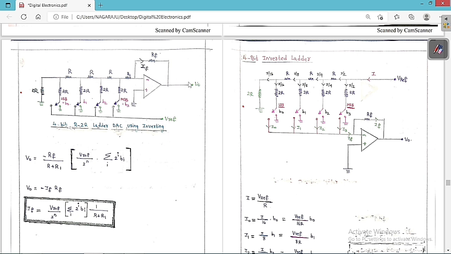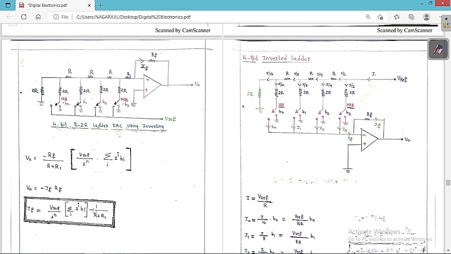So 0 minus V0 is equal to If into Rf. So V0 is equal to minus If into Rf. If you want to find the value of If, we know the V0 value, so we equate these two equations. Rf cancels and minus cancels. So If is equal to V difference by 2 to the power of n into the decimal equivalent of this binary input into 1 by R plus R1.